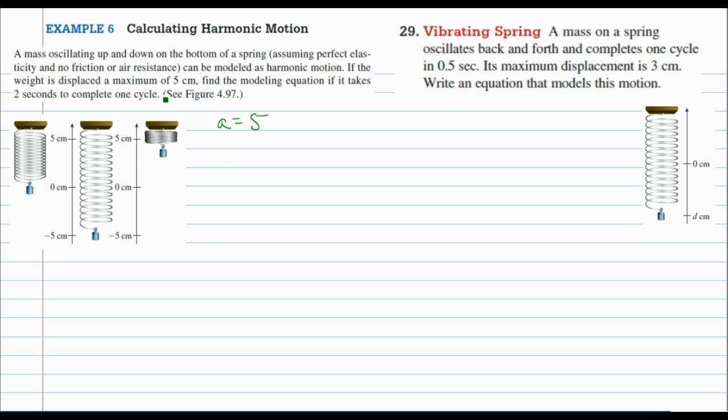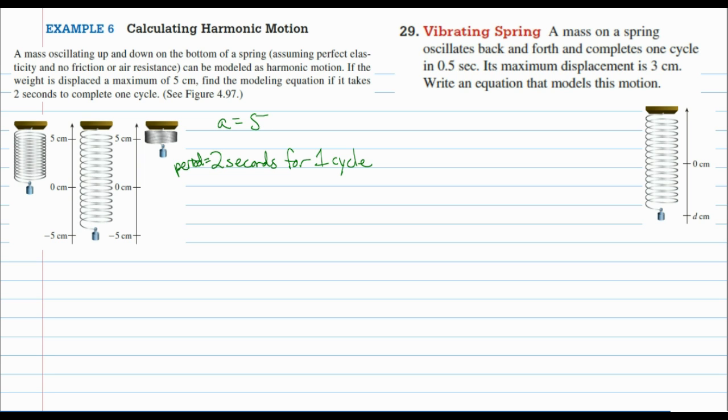Well, they told us that it takes 2 seconds to complete one cycle. 2 seconds for one cycle. That is the period. 2 seconds to complete one cycle. So 2 units on the x-axis, which would be time.